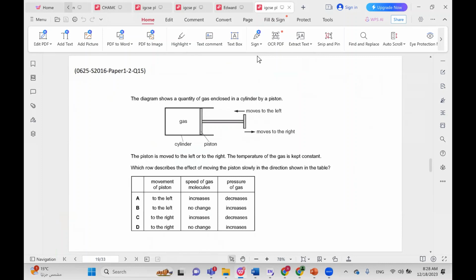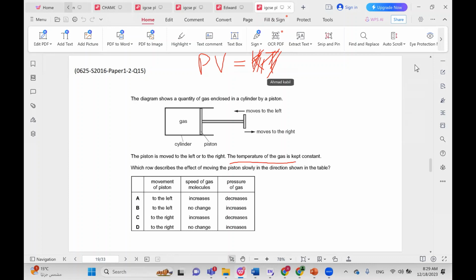The diagram shows a quantity of gas enclosed in a cylinder by a piston. The piston is moved to the left or to the right. The temperature of the gas is kept constant. So this is very important. Let's always start with the equation PV equals KT. We don't really care about the K. I have to write it just for correctness, but K doesn't really affect our problems in any way. So for now, we can just ignore the K. So the temperature is kept constant, so we don't really care about the T as well.